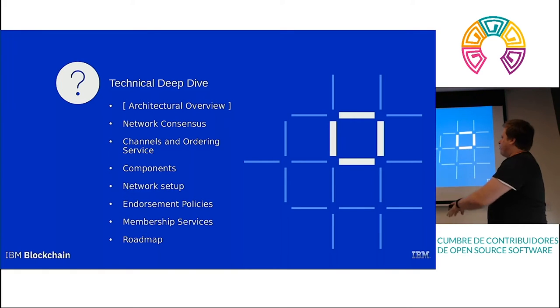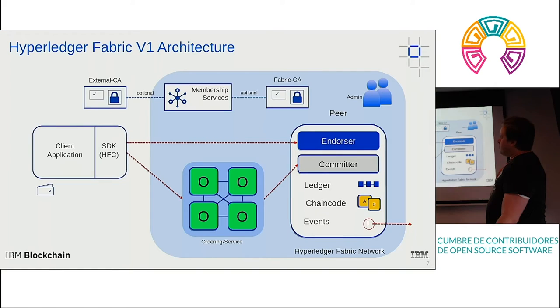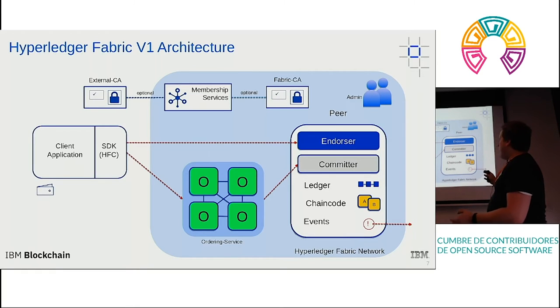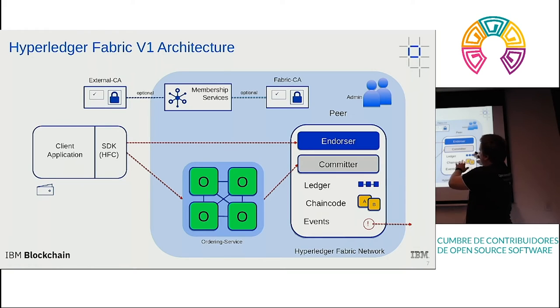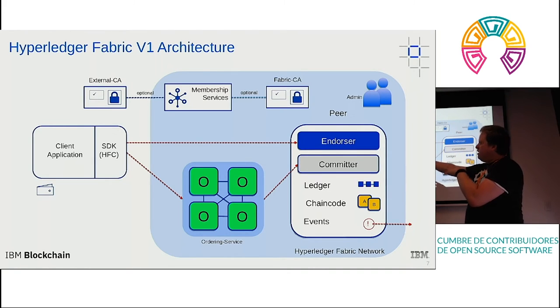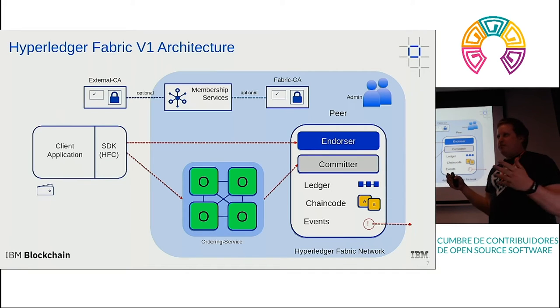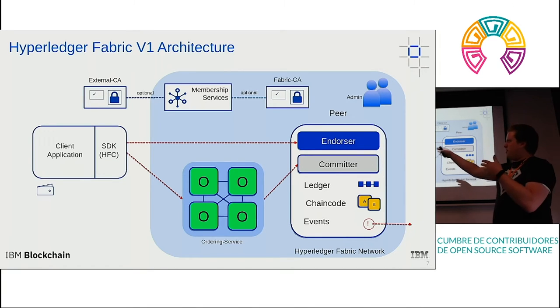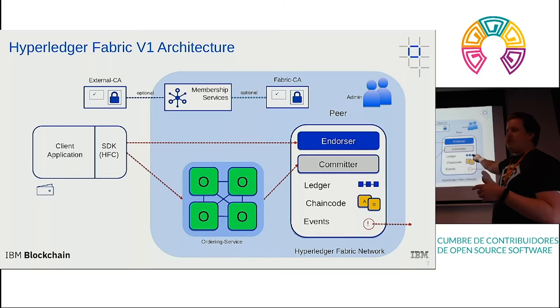We're not going to go through all these sections, maybe just the first two or three. This is a high level overview of what a Fabric network might look like. What I want you to notice is that there are peers, which might be replicated a whole bunch. There might be a client application, which is just your application that needs to interact with the blockchain. It will use the software development kit, the SDK, to interact with the various members of a network.